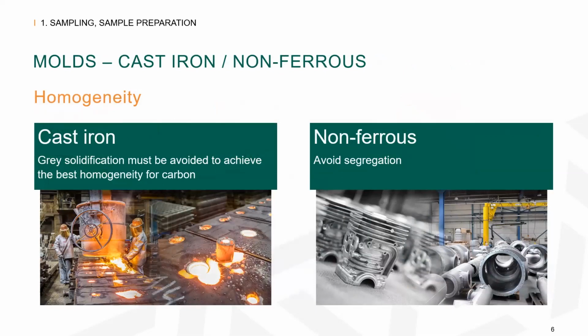One of the most important factors with sampling is homogeneity and the avoidance of faults within cast irons. To receive the best cast iron samples, gray solidification within casts must be avoided to achieve the best homogeneity for carbon. In non-ferrous materials, it is very important to avoid segregation within samples with sediments with the use of special molds.